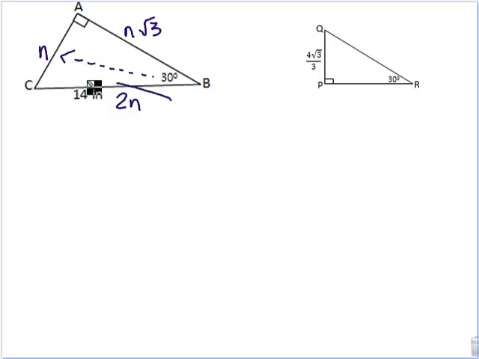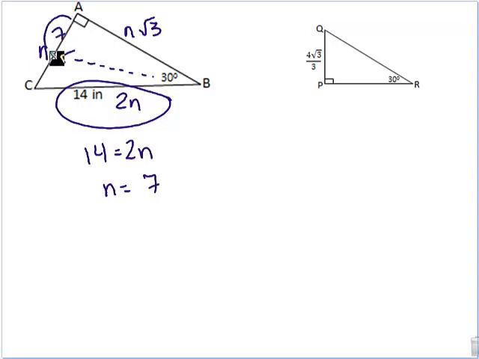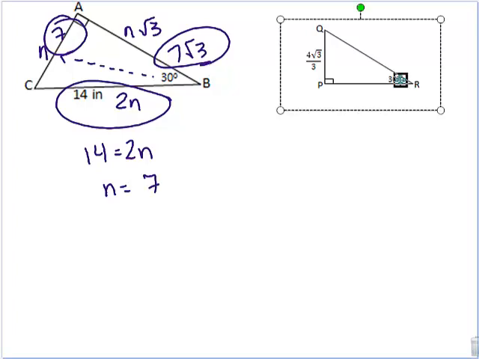Okay. So we know 14 is equal to 2n. So what is our n? 7. So this side over here is 7. What is our other side going to be? 7 square root of 3. Is that one okay? Okay.